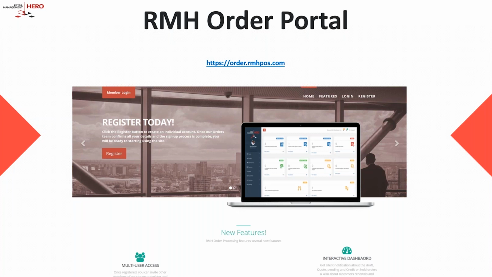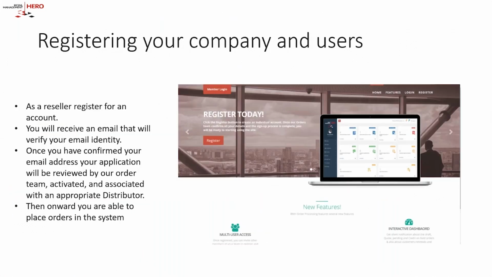So to access the RMH order portal, you need to be a reseller. Once you have signed up to be a reseller, your partner account manager will ask you to come to order.rmhpos.com and you will have to register to create yourself a user ID. And the registration process is rather simple.